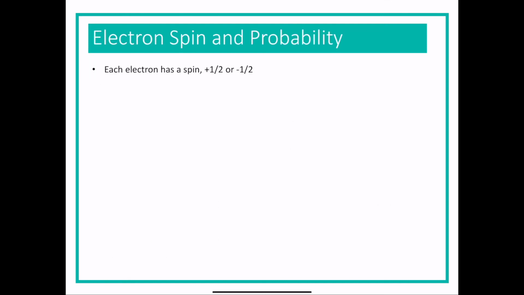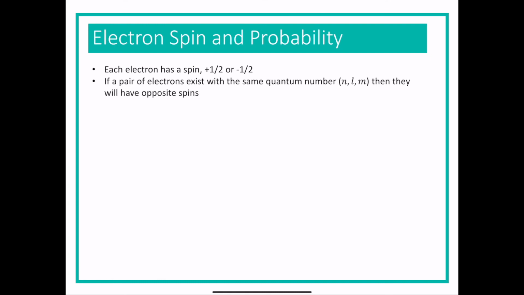So first of all, every electron has a spin. It can be plus a half or minus a half. And the half doesn't mean that it's half spin or anything. That's just how they determined it. When physicists discovered the spin, they just discovered that it can go one of two ways. You can take a pair of electrons together. If they're in the same place, they have to have opposite spins.